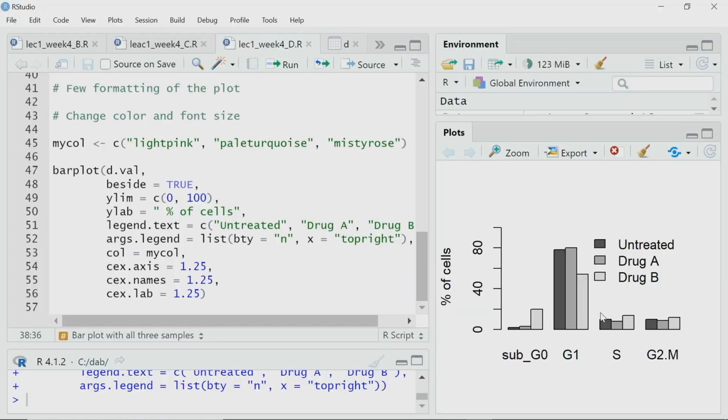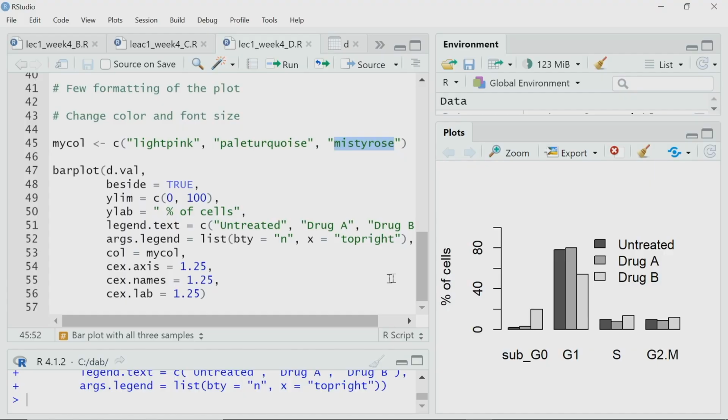But if you want to add some color, how can you do that, right? To do that, I will be using 3 colors, because I have 3 samples. One will be light pink, another will be pale turquoise, and another will be misty rose. R has hundreds of inbuilt colors; you have to go to the R documentation to find them. You can specify them by name, or by numbers also. I am specifying them here by name. So, I am creating a list of these 3 colors and assigning that to my col variable, so that I can call it later on.